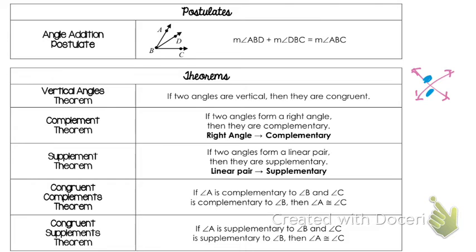If they form a right angle, they have to add up to 90, right? Yes. So that's what this is saying. If they add up to 90, they're complementary. So that's the complement theorem. Supplement theorem, same thing, except if they form a linear pair, then they have to be supplementary.